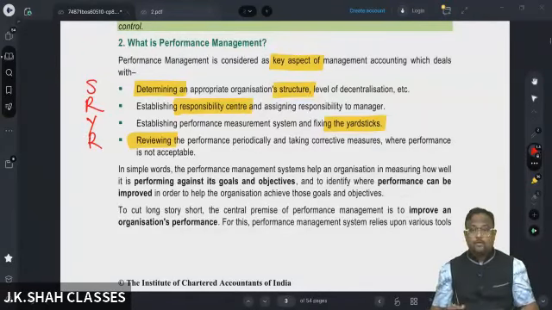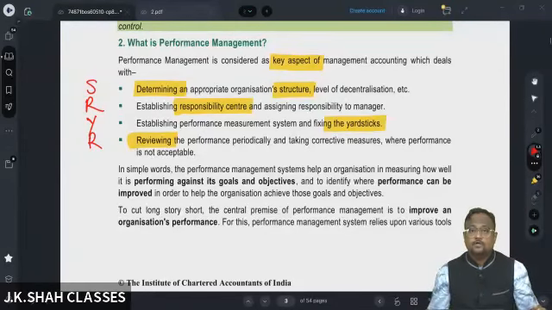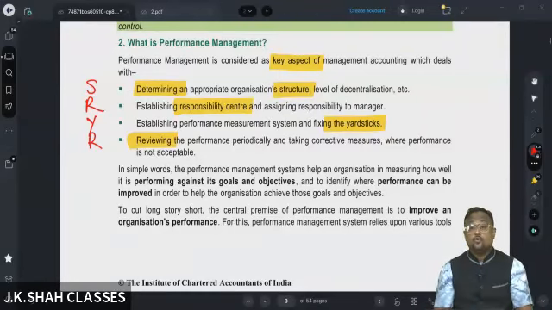So if you want to implement this, you first know the structure. You are going to implement management objectives, or these strategies, throughout your organization. If you're going to introduce them throughout your organization, you should know the organizational structure, all hierarchies: horizontal, vertical, diagonal. Everything you should be aware of, so that you can fix up responsibility centers.